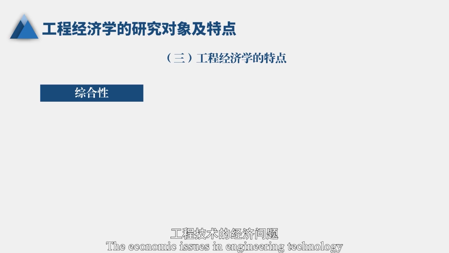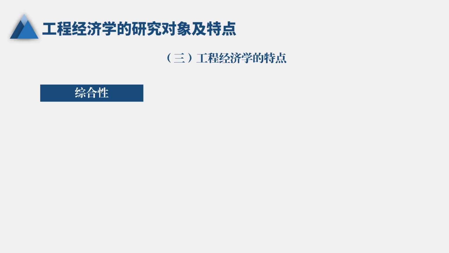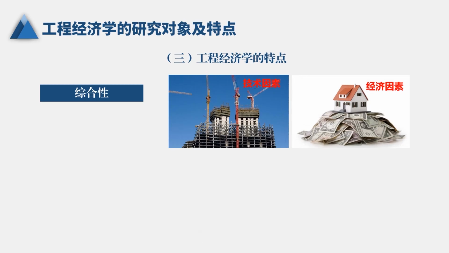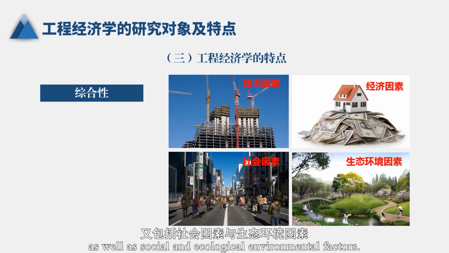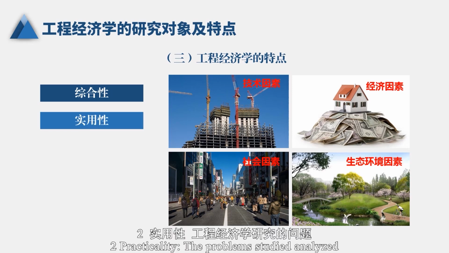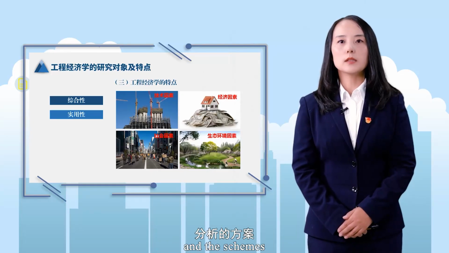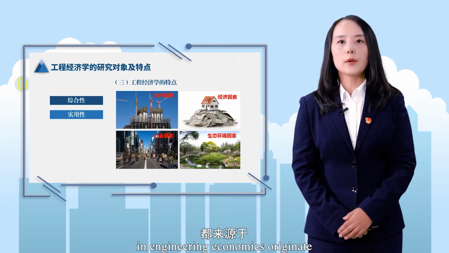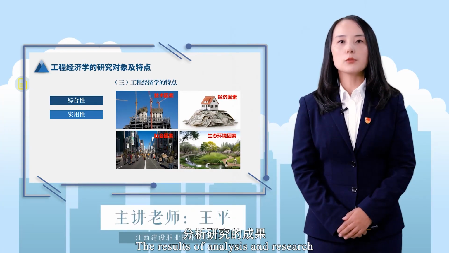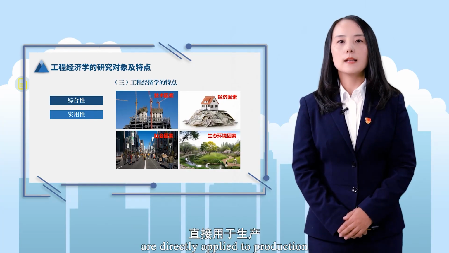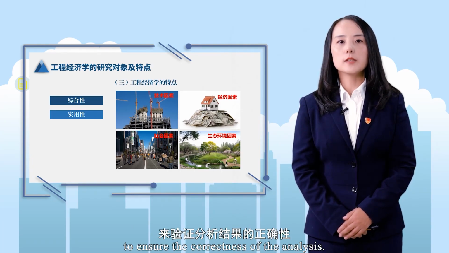The economic issues in engineering technology are multi-objective and multifactorial, encompassing technical factors, economic factors, as well as social and ecological environmental factors. 2. Practicality. The problems studied, analyzed, and the schemes in engineering economics originate from actual production and construction. The results of analysis and research are directly applied to production and verified through practice to ensure the correctness of the analysis.